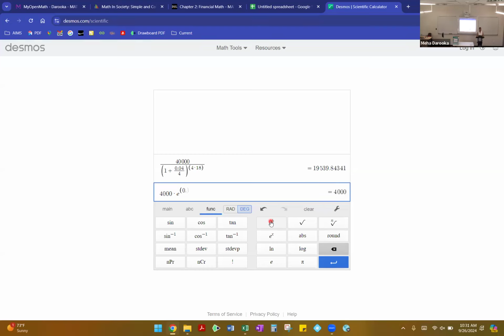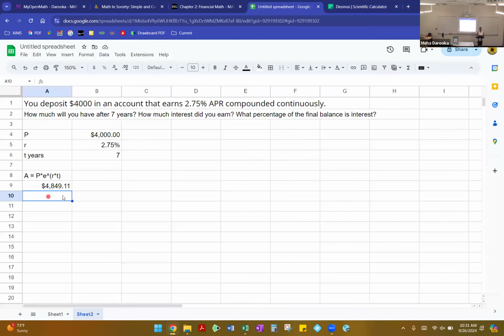2.75% in decimal is 0.0275. Multiplied by, what were we doing, 7 years? And again, you can see this is giving us 4,849, and then since that's 106, the 6 makes the 0 go up, right? So 11 cents, 4,849.11. And you can see that's what we had from the spreadsheet here.